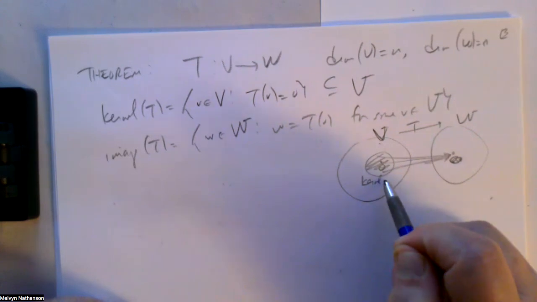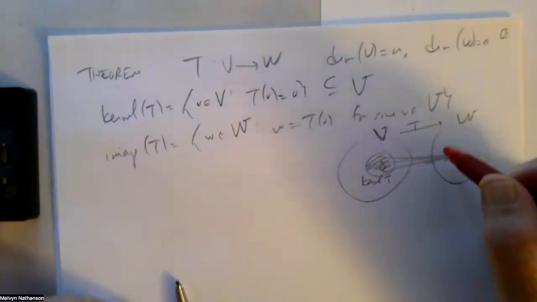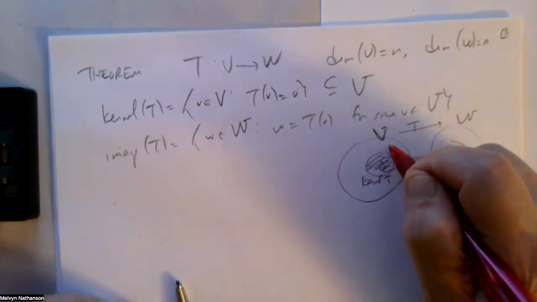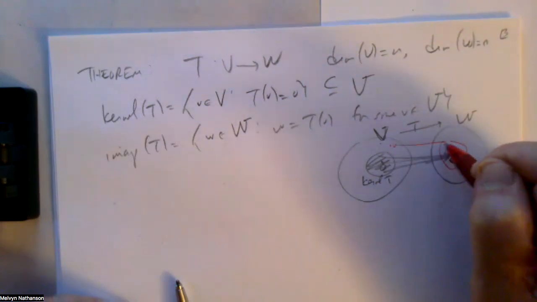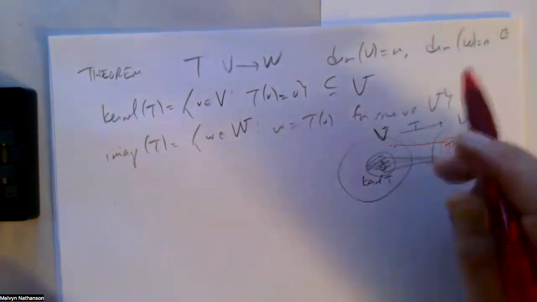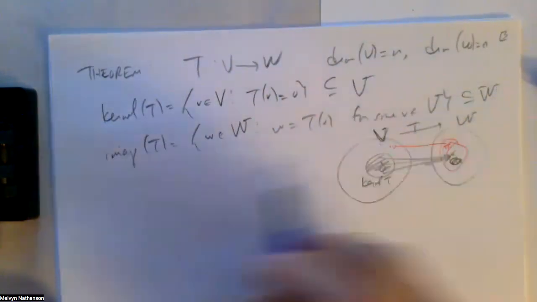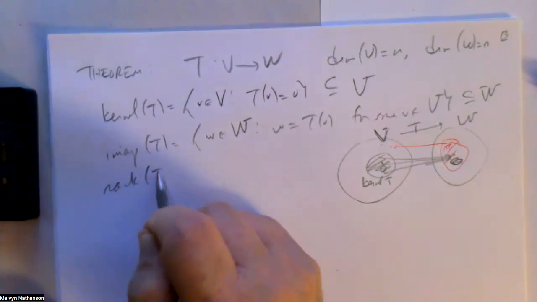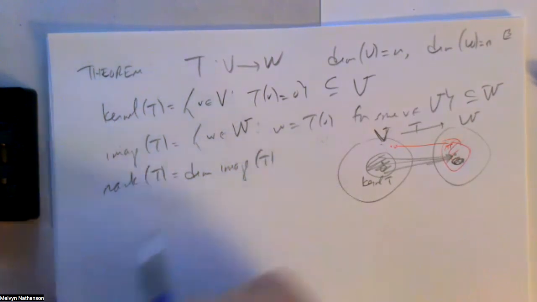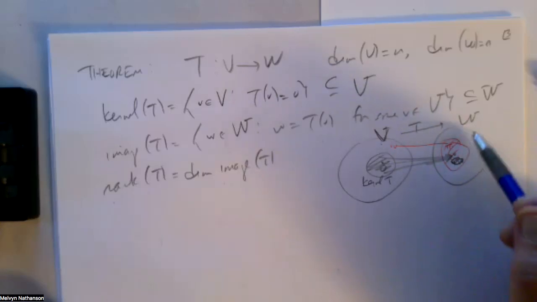That's the kernel of T. And over in W, we have the image of T. So any vector V gets sent to something T of V in the image of T, contained in W. And what is called the rank of T is the dimension of the image of T. So the image of T is a subspace of W.